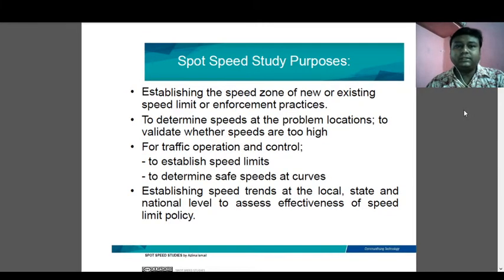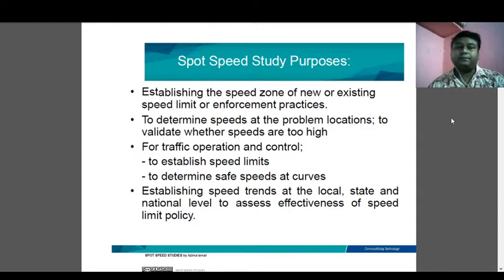Next we will discuss the purpose of the spot speed study. What is the purpose? It is for establishing the speed zones of a new or existing speed limit or enforcement practices, to determine the speeds at problem locations, to validate whether speeds are too high for traffic operation and control, to establish the speed limit, and to determine the safe speed at curves. So these are some of the objectives or purposes of the speed study. To satisfy this purpose, we need to have an idea of the spot speed data.